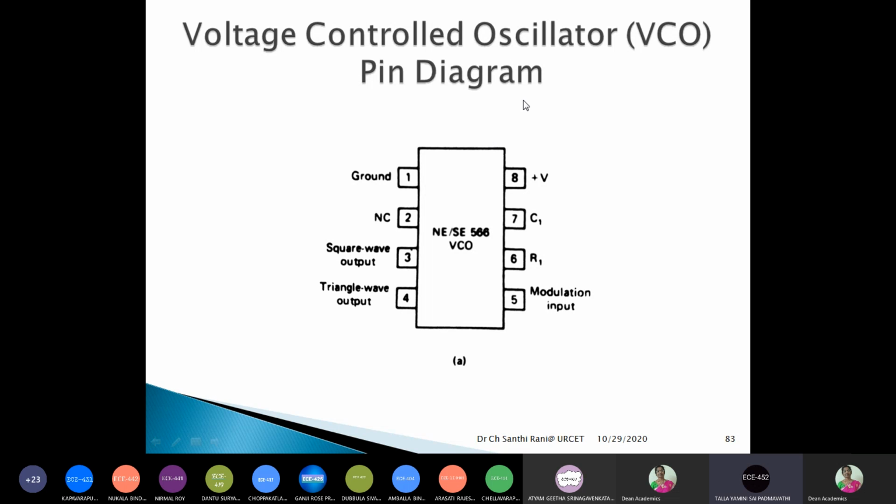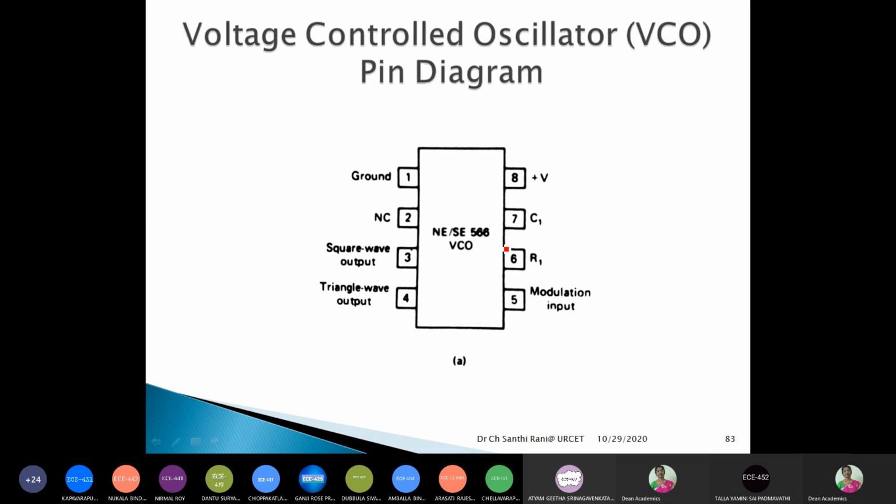Okay. Today we are going to discuss the voltage controlled oscillator. It is available in the form of an IC. Its name is 566. What is 555? What is the IC 555? 566 is the voltage controlled oscillator.